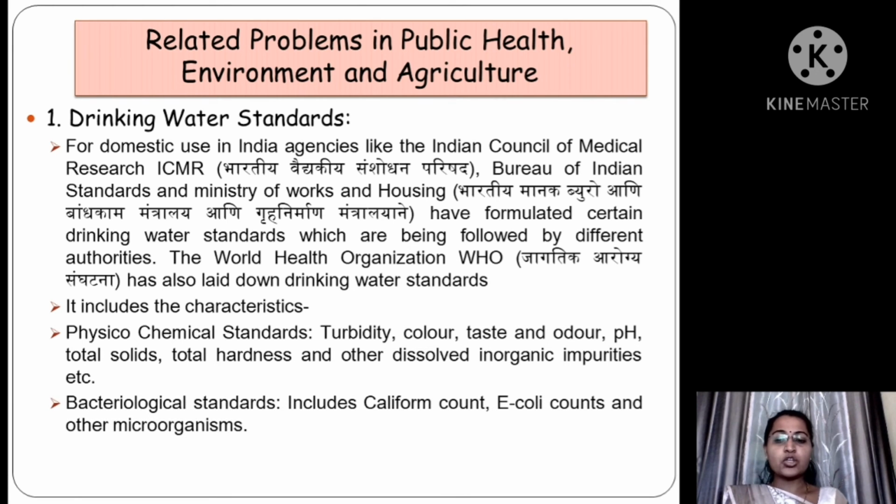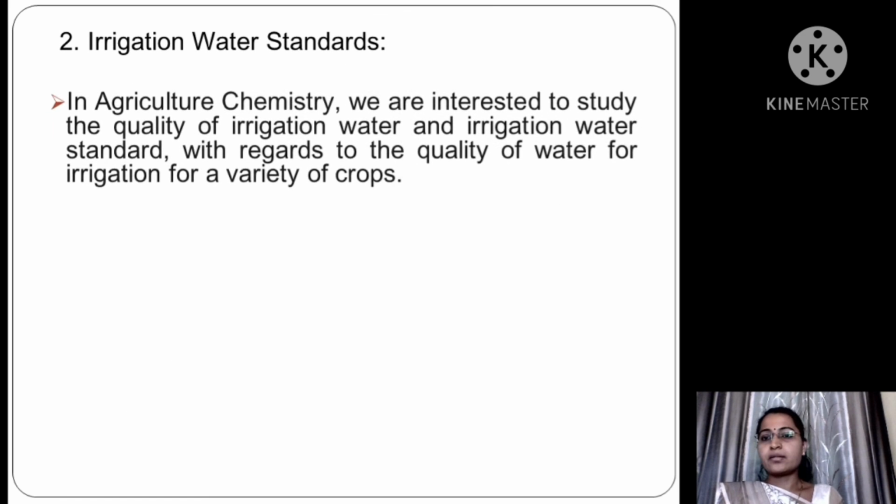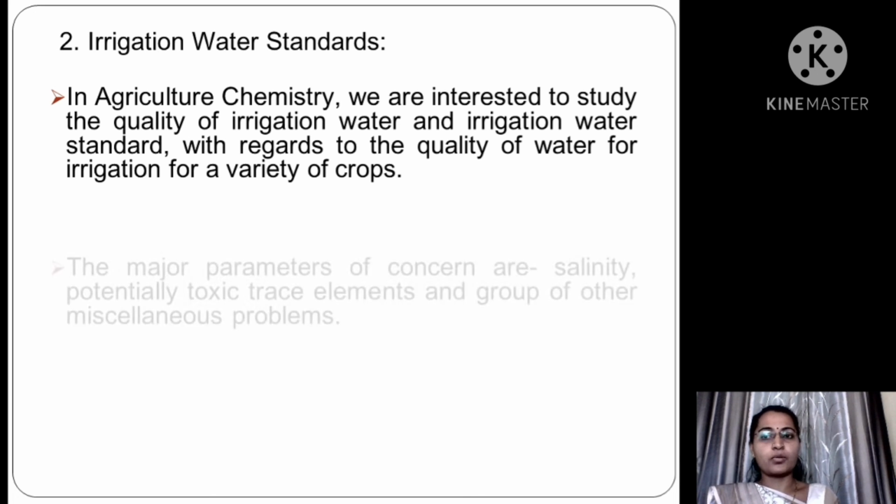Second one is the bacteriological standards. It includes coliform count, E. coli counts, and other microorganisms. Irrigation water standards and agricultural chemistry. We are interested to study the quality of irrigation water and irrigation water standards with regard to the quality of water for irrigation for a variety of crops.